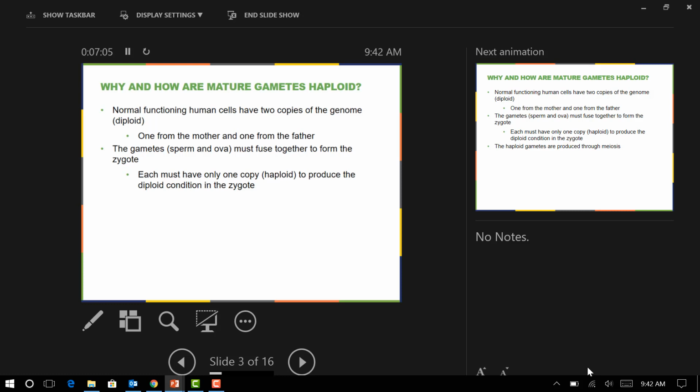But if you need that diploid condition, and you're going to have sexual reproduction, so a cell from one individual is going to fuse with the cell from another individual, the way humans do it is those two cells that fuse together are haploid. They each have one copy of the genome.